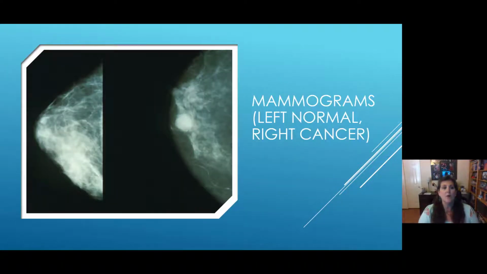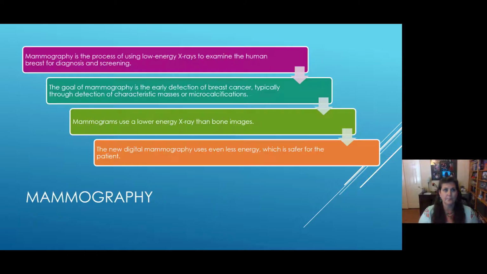Mammograms. On the left side, we have normal tissue. On the right side, we have some cancer in that tissue. So that's a mammogram. Mammography is the process of using low energy x-rays to examine the human breast for diagnosis and screening.